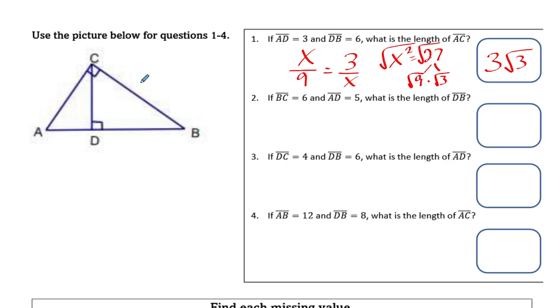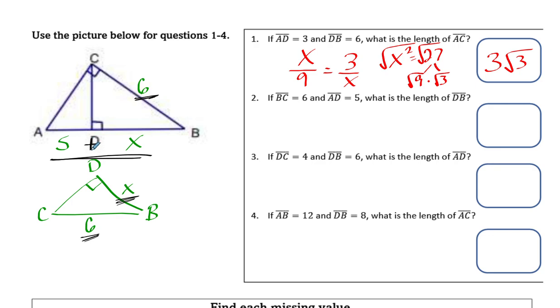All right, on the next one, we got BC and AD, and we're looking for DB. All right, so same thing. I'm going to reorient this triangle. D comes up to the top, C drops to the bottom, B stays put. So DB is X, CB is 6. I'm not going to do the third triangle because I notice that I have everything that I need. X over 6 is going to equal 6 over this length, which is these two put together, or just 5 plus x. So x over 6 equals 6 over x plus 5.